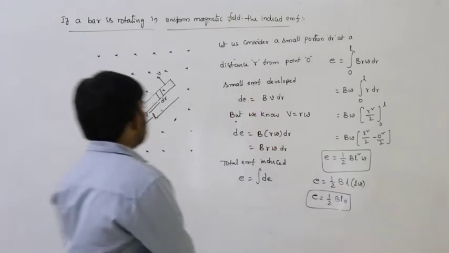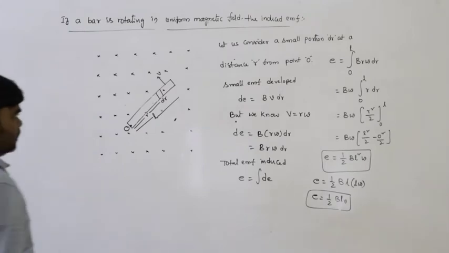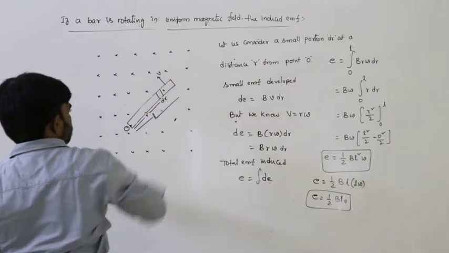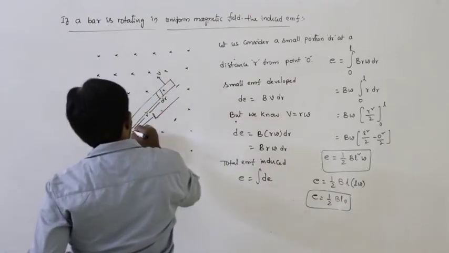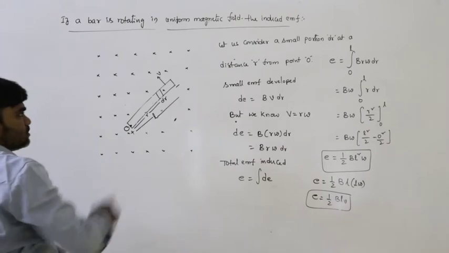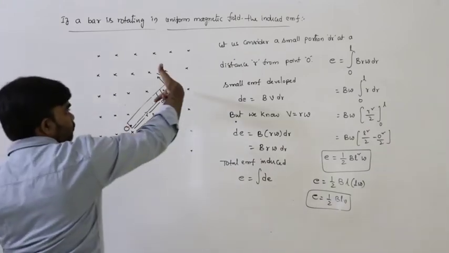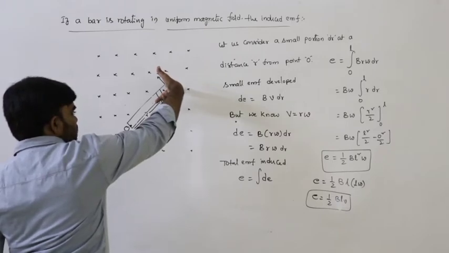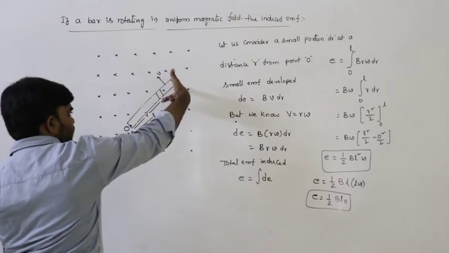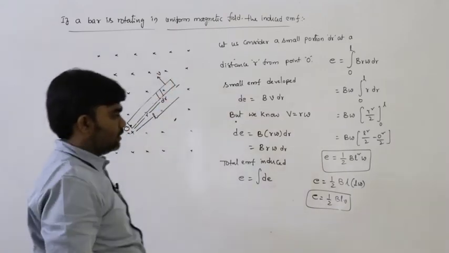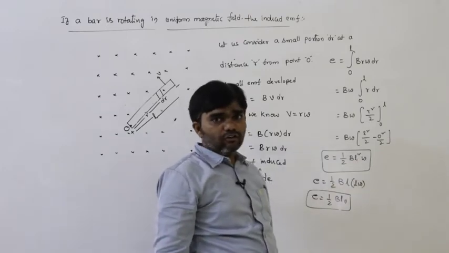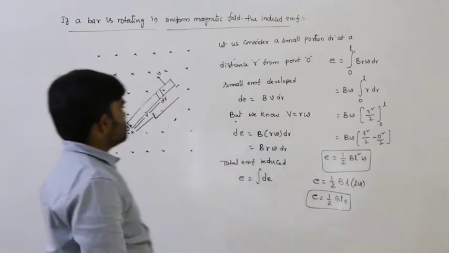What is the direction of induced EMF? Like this is the direction of induced EMF. This becomes negative and this becomes positive. See here, Fleming's right hand rule: the forefinger indicates the direction of magnetic field, the thumb indicates the direction of motion of the conductor, and the central finger indicates the direction of EMF. This is the negative terminal and this is the positive terminal. So this is half B L square omega. This is the situation.